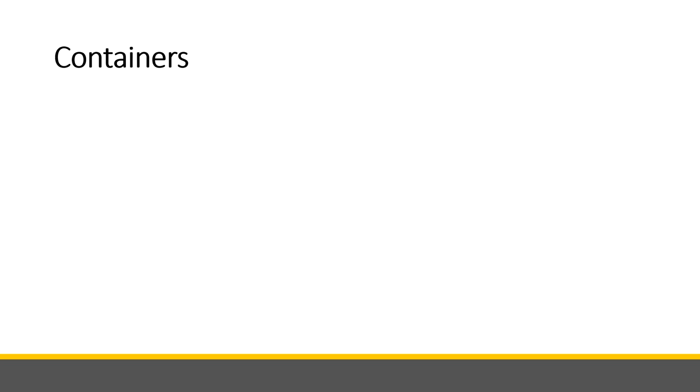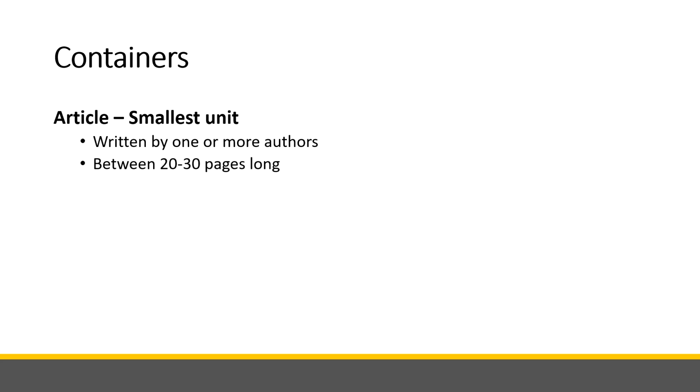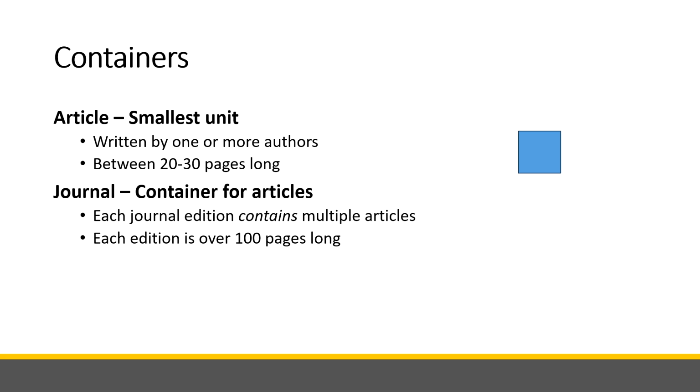One way to think about this system is in terms of containers, from smallest to biggest. Articles are the smallest unit. Academic articles are written by one or more authors and are usually between 20 to 30 pages. In this visualization, an individual article is a blue box. Journals are the next biggest unit. Each edition of a journal contains or houses multiple articles and is at least 100 pages long. In this visualization, the red box with the dashed lines is an edition of a journal, which contains multiple blue boxes or articles.